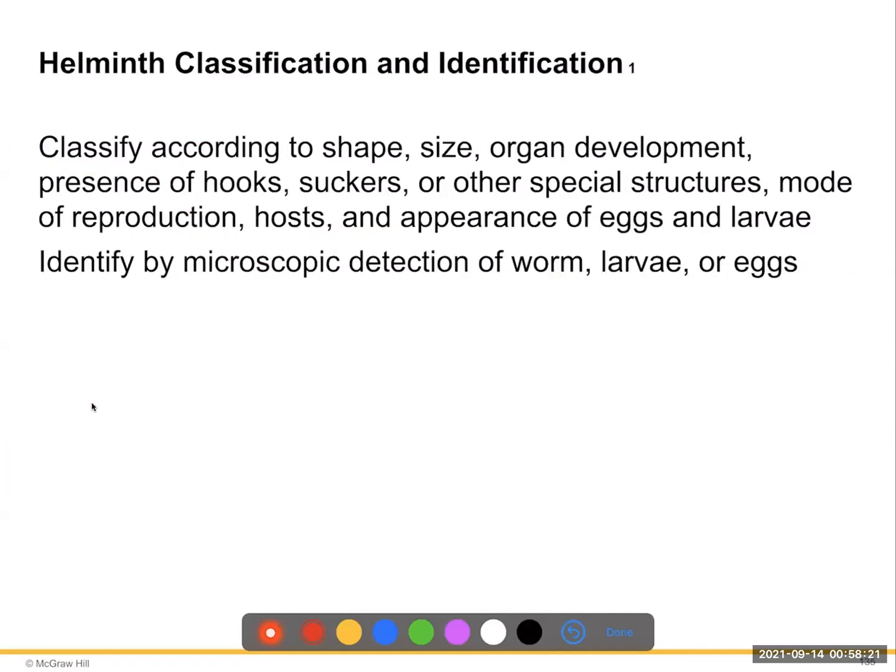So these worms, okay, helminths, are classified according to their shape, their size, their organ development, whether they have hooks or not, whether they have suckers or not, and different specialized structures. How they reproduce, their host, appearance of eggs and larvae. Okay, they're identified by microscope, detection by larvae or eggs, detection of the worm, if you have worms or not.